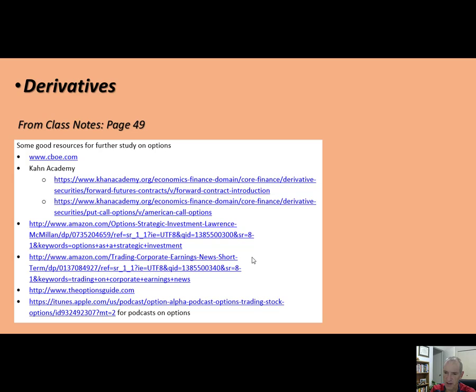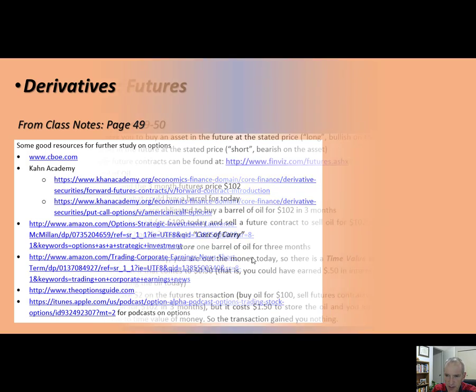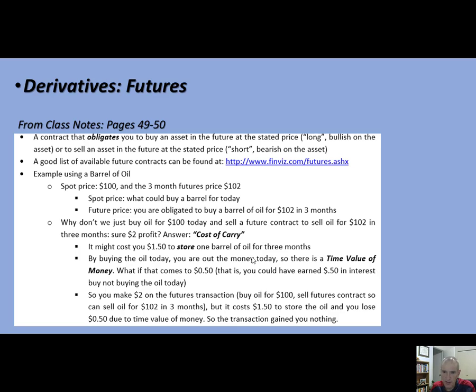With futures, you start off with a zero market value, so it doesn't look like you've done anything. But my word, once that underlying starts moving, you're going to start seeing some pretty big gains and losses if you don't know what you're doing. So be careful. So let's start with futures.